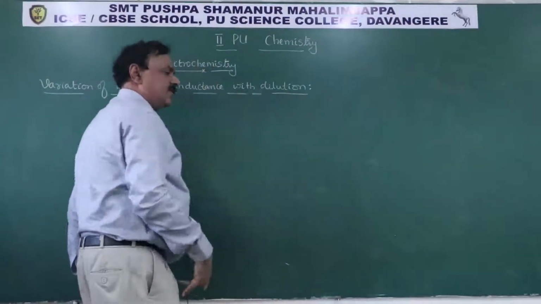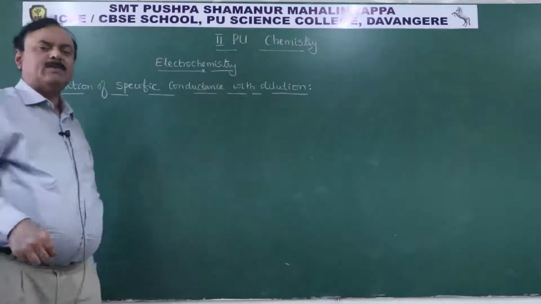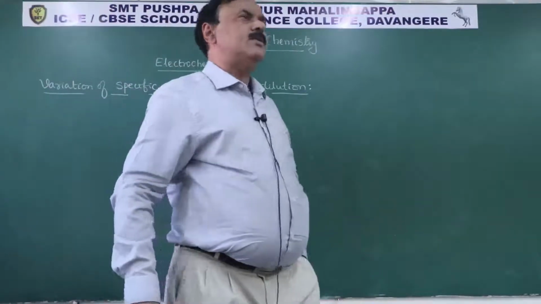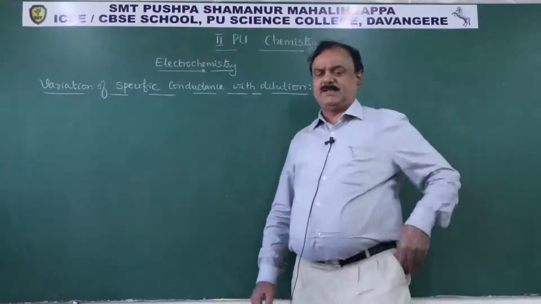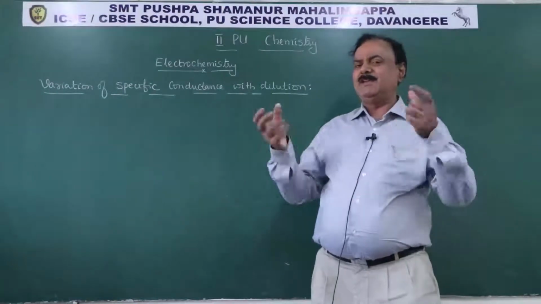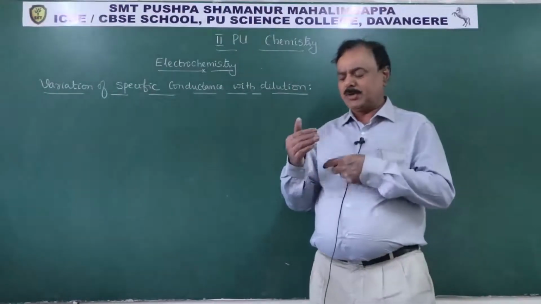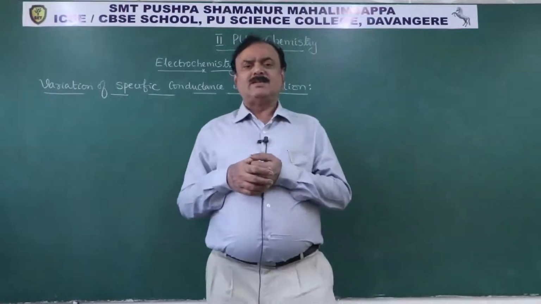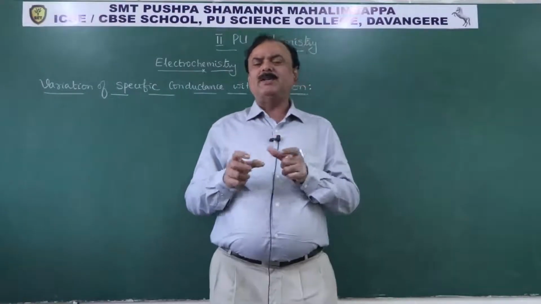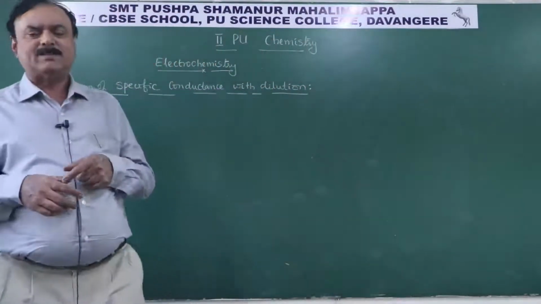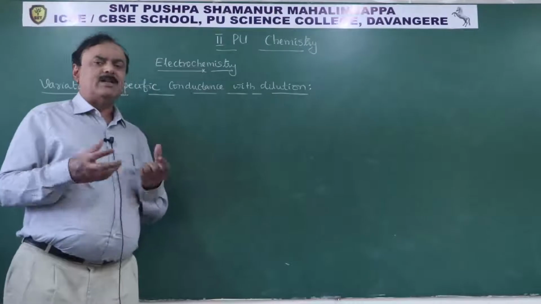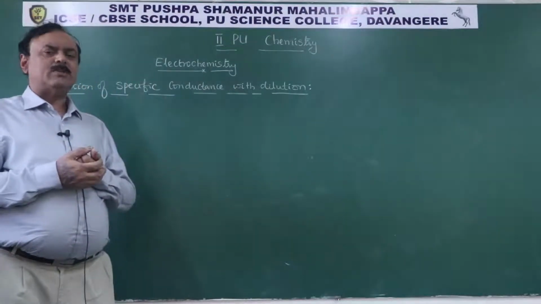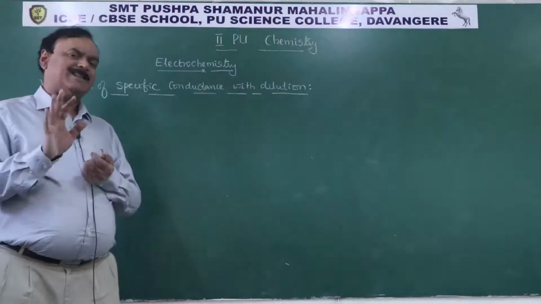That is the conductance offered by unit volume of the solution. That is, 1 cubic centimeter volume of the solution or 1 cubic meter volume of the solution is called the specific conductance of the solution. Now what happens when dilution increases? When you add more and more of the solvent like water, the number of ions per unit volume decreases, because the ions spread out, and the ions held in 1 cubic centimeter volume of the solution or 1 cubic meter volume of the solution will be fewer.